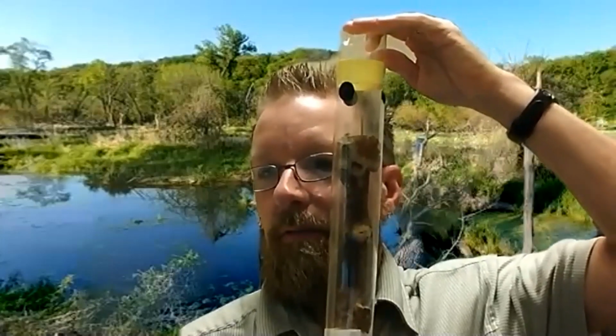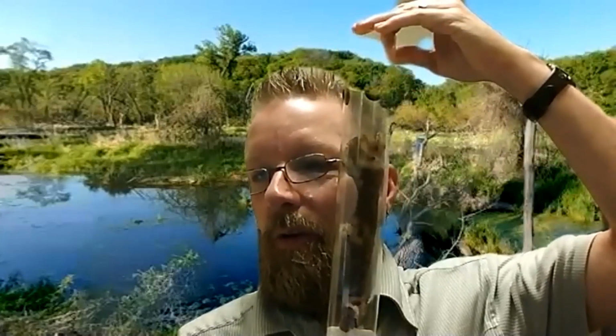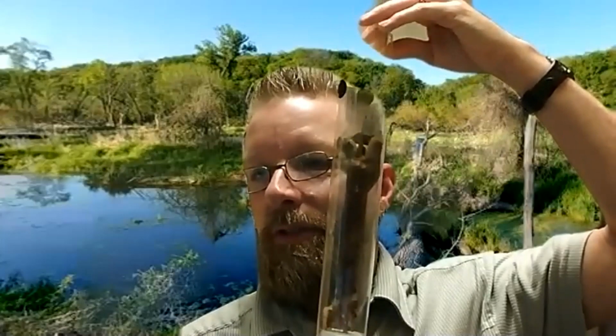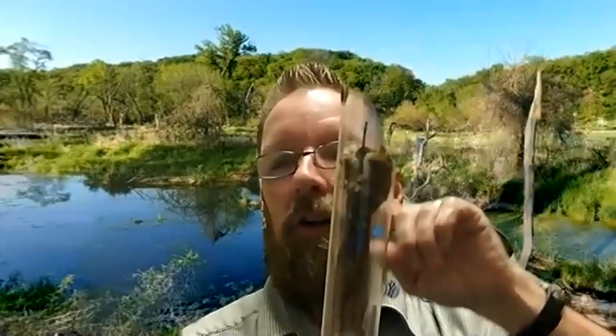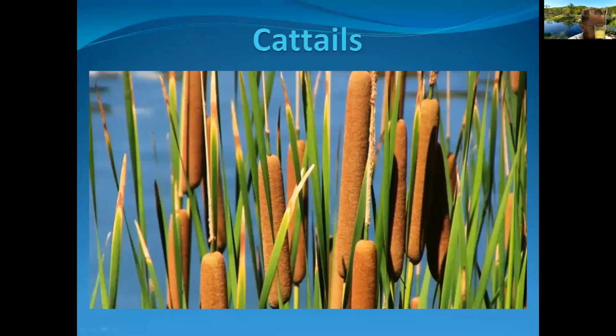Let me see if I can show you this. This is a seed head. So when it comes time to seed, all these seeds, they're almost like dandelion seeds. They're very fluffy, and so they will be dispersed by the wind and fly off until they find a good spot to land and to sprout.